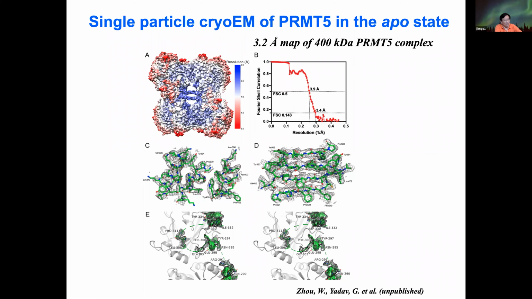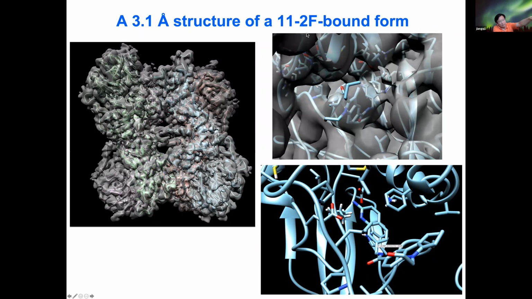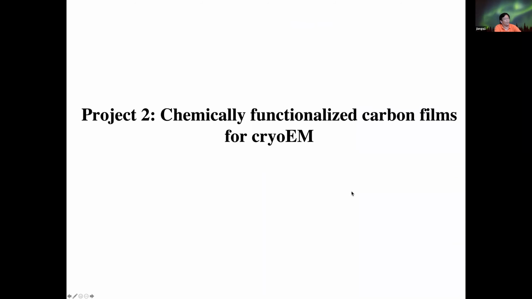But once we resolved the compound bound form, the one in the middle, 11-2F, we can actually see that the flexible loop here is actually much better ordered, actually this one. This is the flexible loop, which is ordered after the compound is bound to the active site. We are actively using this information to optimize this compound.